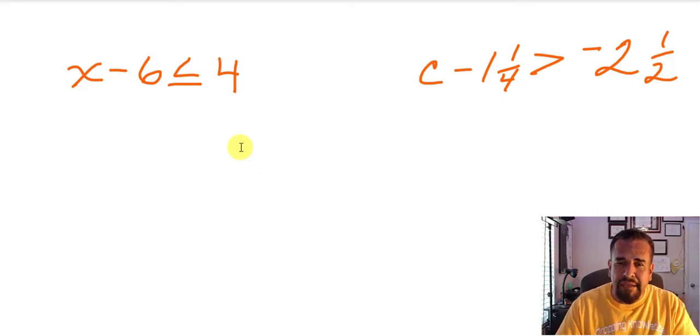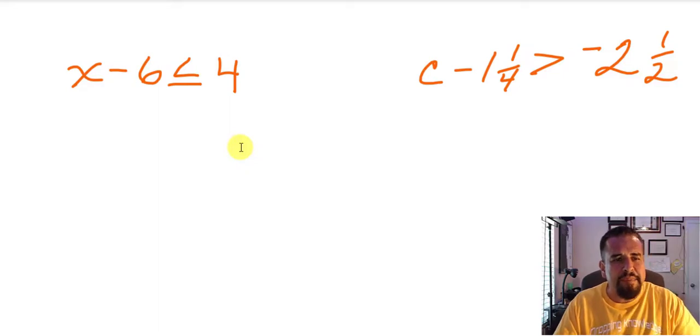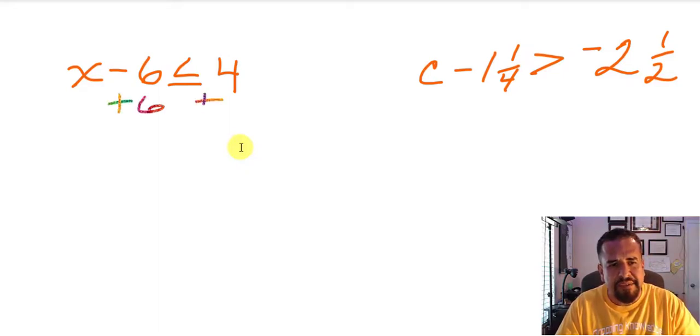I'm assuming you're back because you got them right and you just want proof that you did it right. Hey, well, let's do it. Here we go. X minus 6 is less than or equal to 4. Let's go ahead and add 6 to both sides.